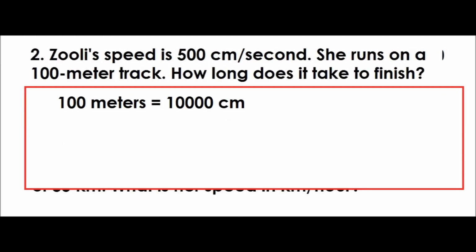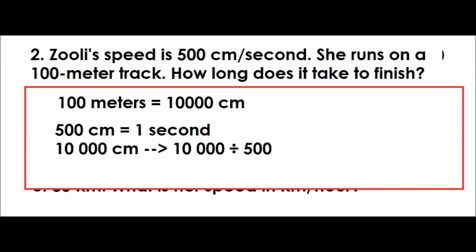For number two, be careful. This is kind of a tricky question because the units are a bit different. The speed is 500 centimeters per second, while the distance is in meters. So we should start by making the units the same first. 100 meters is 10,000 centimeters. Therefore, if we know that 500 centimeters is covered in 1 second, to cover 10,000 centimeters, we need to divide 10,000 by 500, the distance divided by the speed. The answer is 20 seconds.